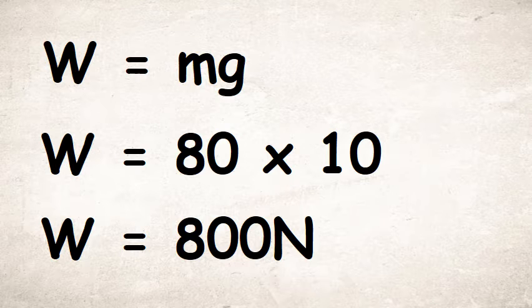So W equals mg, mass was 80, g was given to be 10, so 80 times 10, and that will give us 800 newtons.